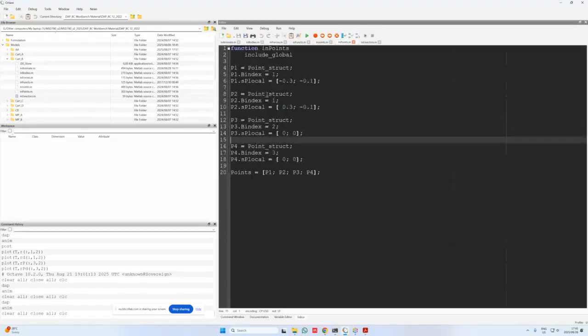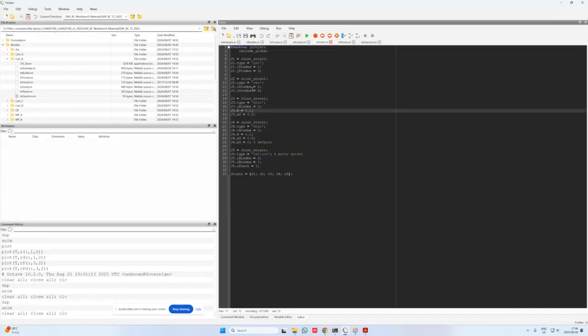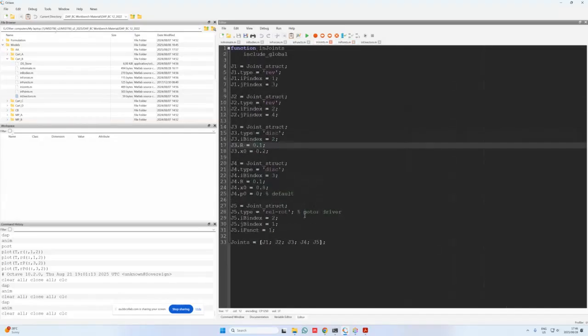Okay, so the bodies remained exactly the same as what we had for card A, nothing changed over there. The points will also remain the same. We still have 4 points that we use to construct our joints. The joints remain the same as well. So we have 2 revolute joints, 2 disk joints, and a relative rotation driver that we specify on the system. The actual joint definition itself hasn't changed, but the function itself is now going to change.